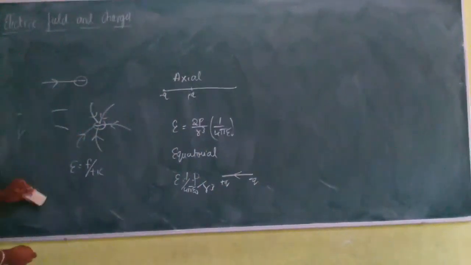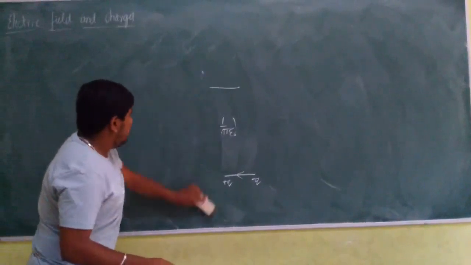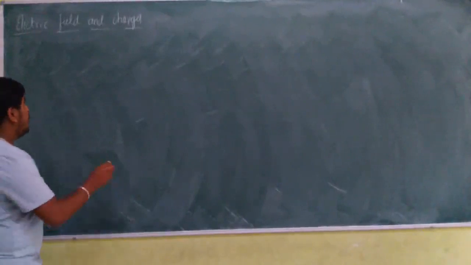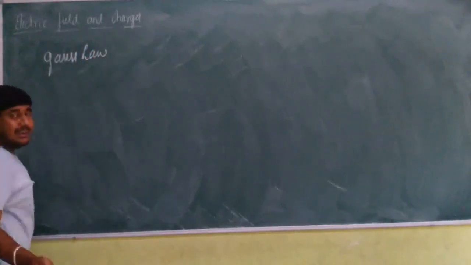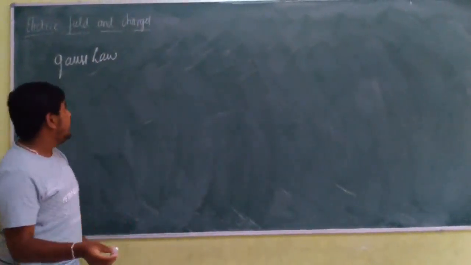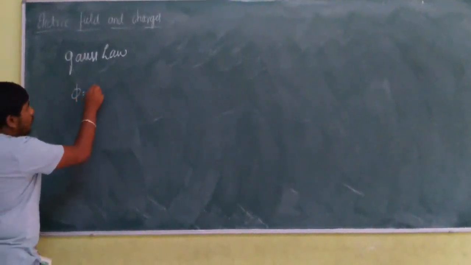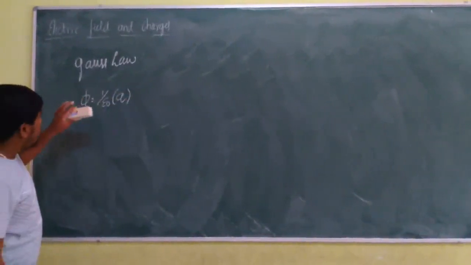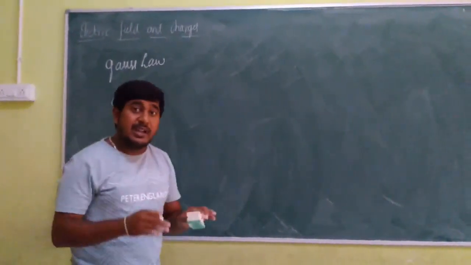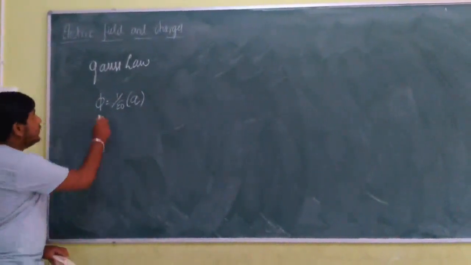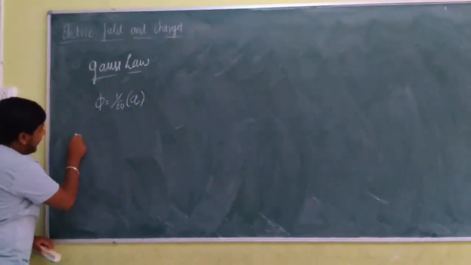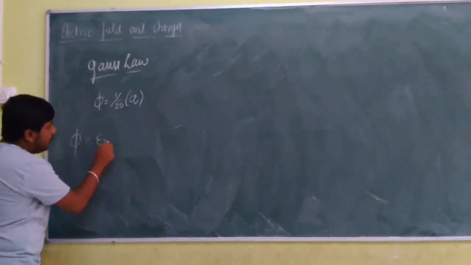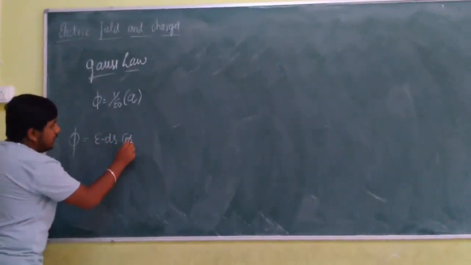After learning this much, we came across Gauss law. What was Gauss law? Gauss gave an expression that electric flux is equal to 1 by epsilon naught times the net charge enclosed. This was the formula given by Gauss: the total electric flux is equal to 1 by epsilon naught times the net charge enclosed by the Gaussian surface. So what is electric flux? Flux is equal to the product of E and area A, that is E ds cos theta. This is the value of flux.